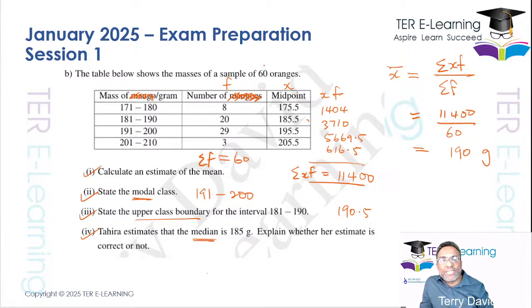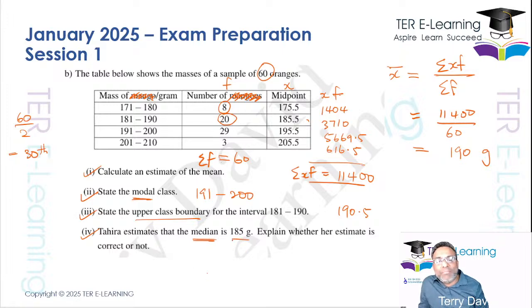Now you have a total of 60 oranges here. For the median, what we would normally do is find half of 60, and you're going to get 30. So we're trying to find where the 30th orange is. If you look at the table, you have 8 here. If we jump to the next row, we have 20, so we're up to 28.